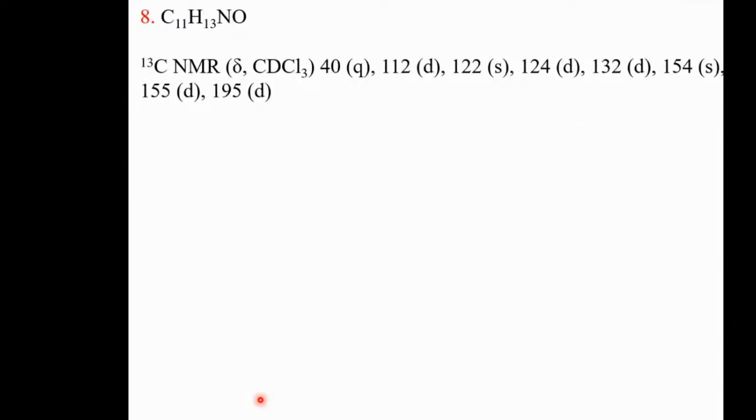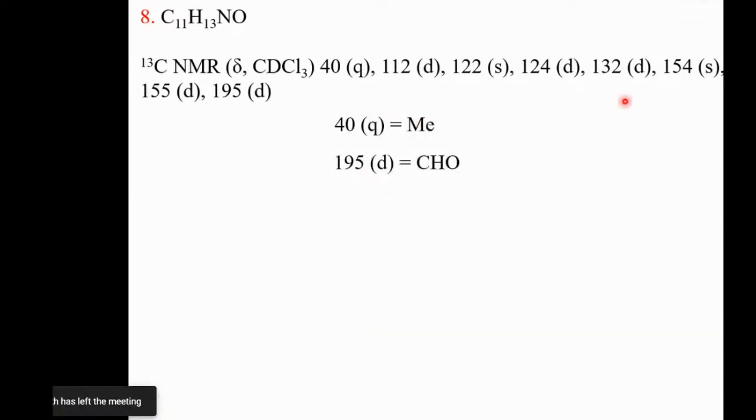We could also analyze the carbon 13. At 40, you have a quartet, which is methyl. It is NMe2. Now we know from proton NMR. Then you have a peak at 195, which is a doublet. Therefore, it is an aldehyde peak, highly deshielded. Then at 122 and 154, we have singlets. And those are aromatic quaternary carbons.